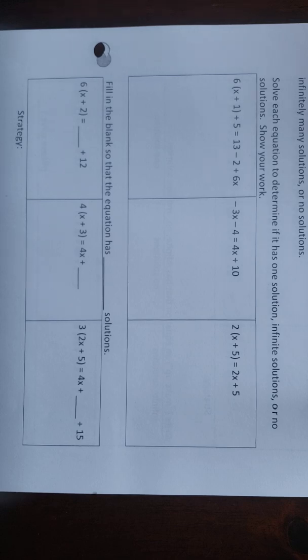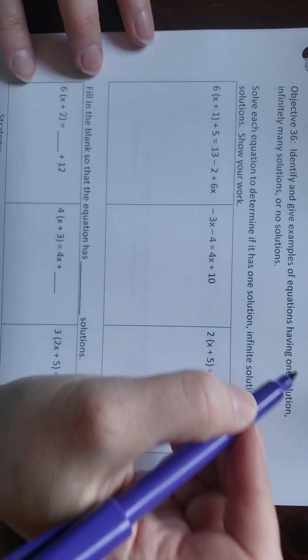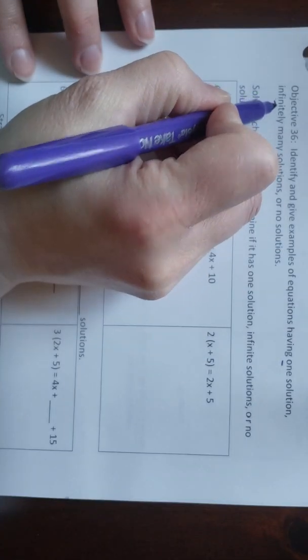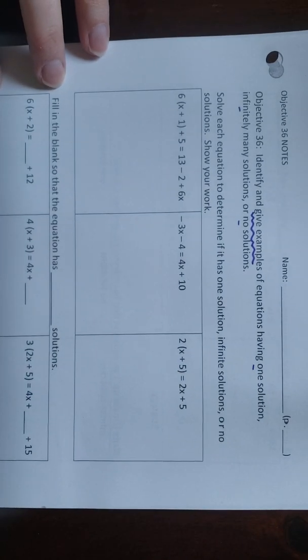This is actually an application of the previous lesson. Previously, we identified which equations were one, none, and infinite solutions. This time, we are going to give examples of those. So it's basically the opposite. Before we identified, now we are going to write them, I guess for someone else to identify which is which.